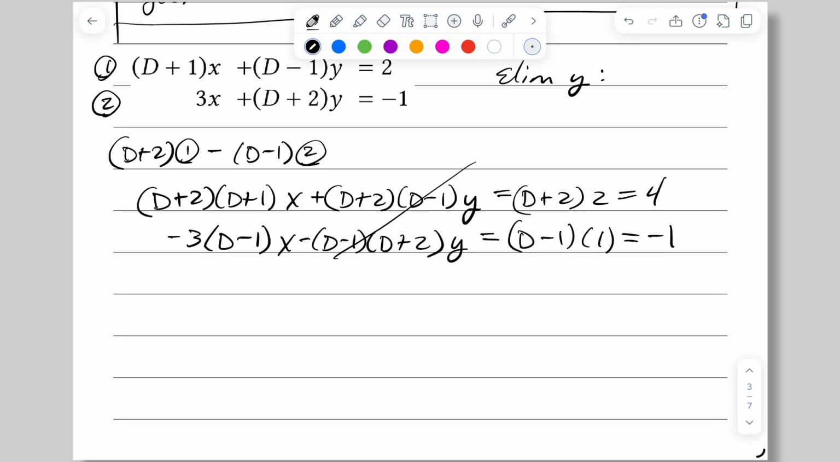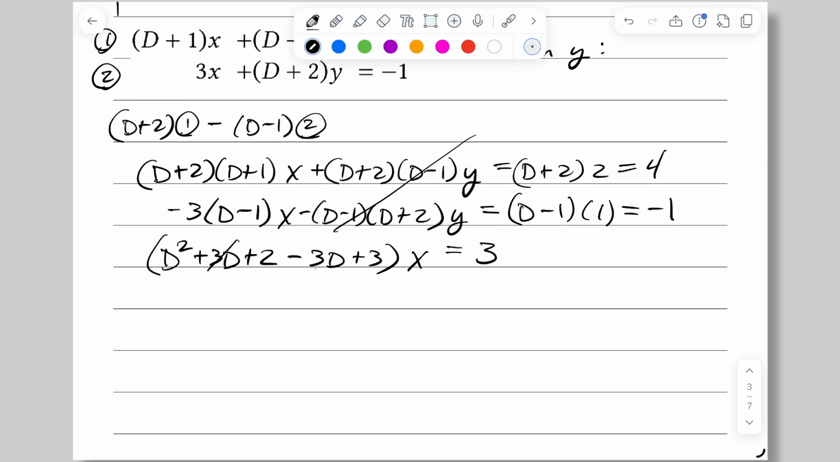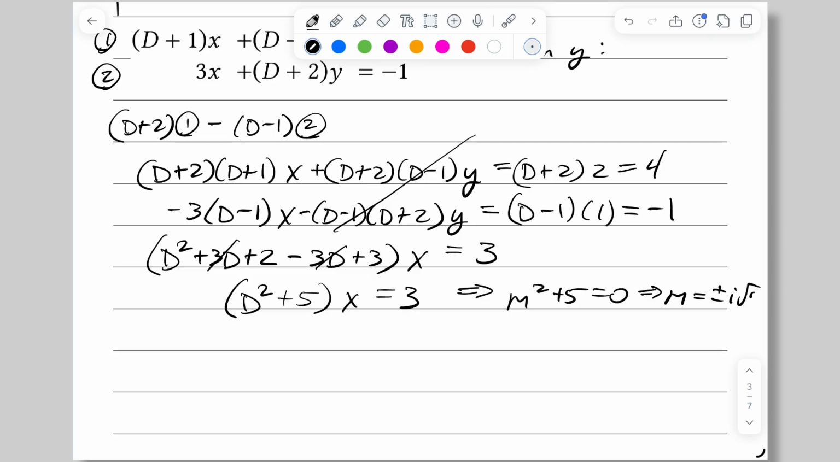And then looking at the x terms on the left hand side, d squared plus 3d plus 2 minus 3d plus 3, all acting on x, that's our left hand side, equals 4 minus 1, so 3 on the right hand side. The 3d's are going to subtract out, and we have d squared plus 5 acting on x is equal to 3, giving us an auxiliary equation of m squared plus 5 is equal to 0, and roots of m equals plus or minus i times the square root of 5.